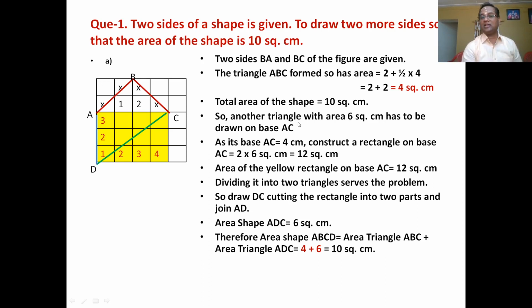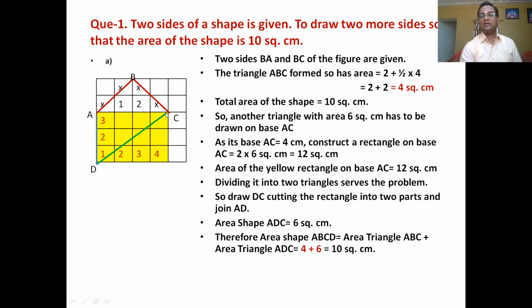As the area of triangle required is 6 square centimeters, the area of rectangle which you are going to construct should be of 12 square centimeters. So already 4 squares in the base. So 4 multiplied by 3 makes 12. So I'll make a rectangle on this base AC with 4 squares and height as 3 squares. So total making 12 square units.